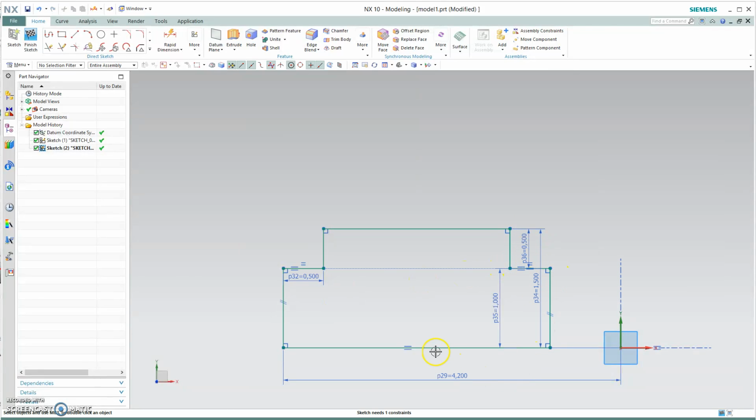And that should be everything that you guys need to be able to solve over constraints on your own.